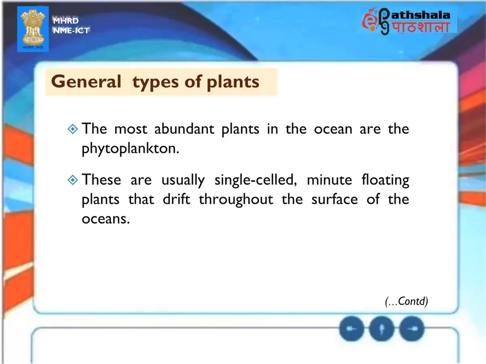The most abundant plants in the ocean are the phytoplankton. These are usually single-celled, minute floating plants that drift throughout the surface of the oceans.